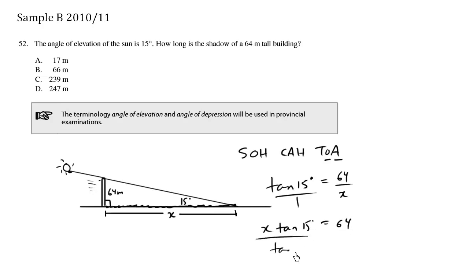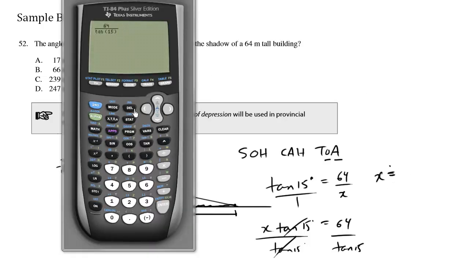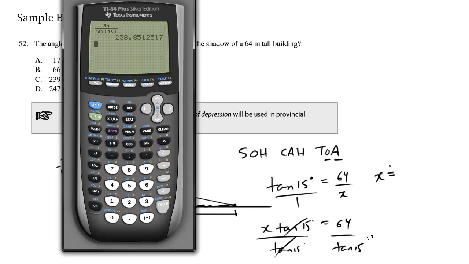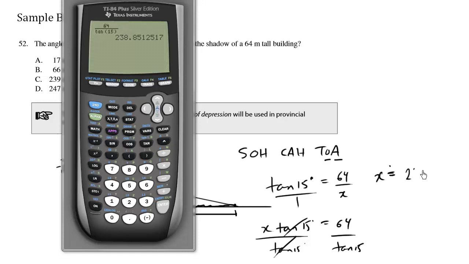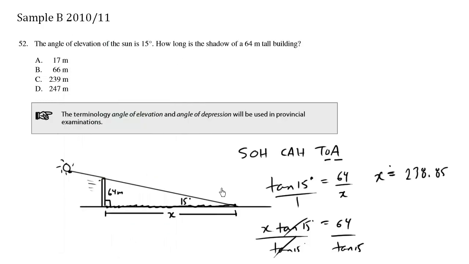Divide both sides by tan 15, and these cancel out. We can solve for x, and so therefore x is equal to approximately, so this is in degree mode, 64 divided by tan 15 is approximately 238.85, and we're talking about meters. So the closest answer here is C.